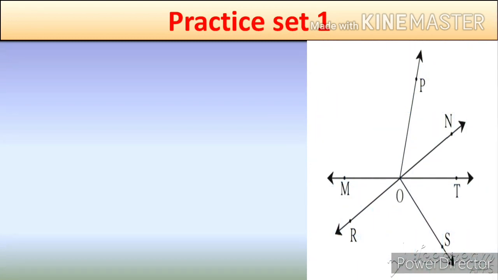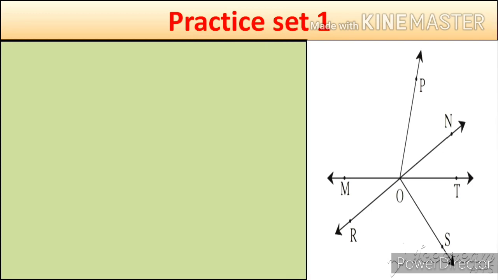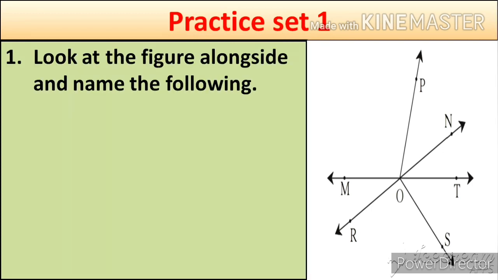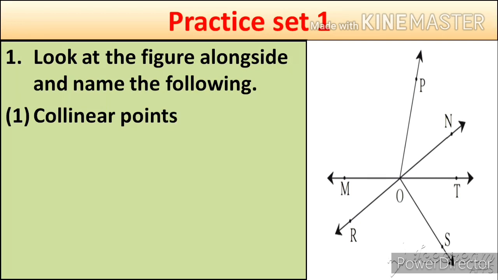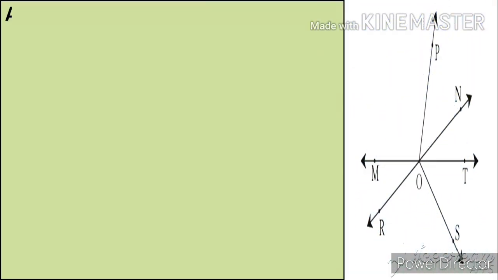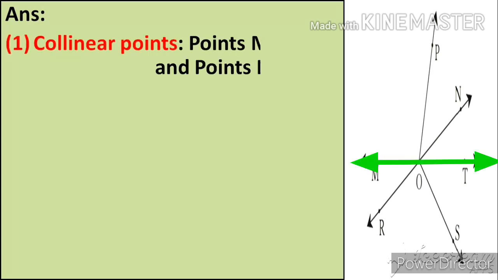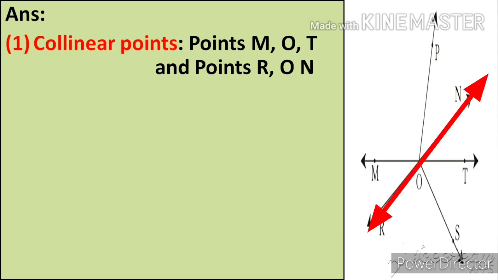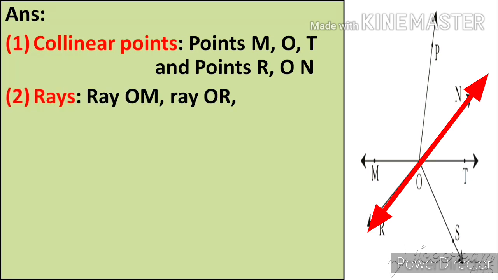Now student, we will start practice set number 1. To the right side of your screen, you can see the figure. Your question number 1 is, look at the figure alongside and name the following: collinear points, rays, line segments and lines. Now student, as per the given figure, collinear points are M, O, T, 3 points on which a line is passing through. And second is R, O, N, which are the collinear points.